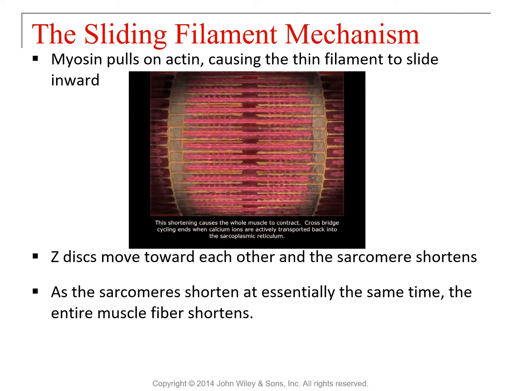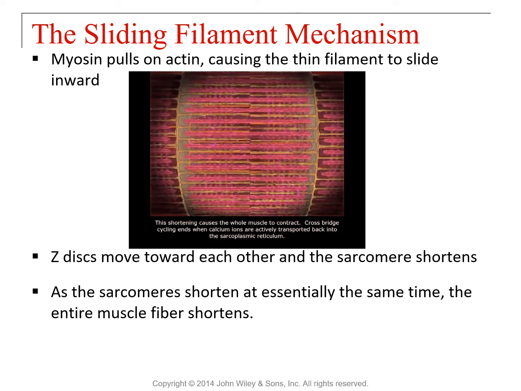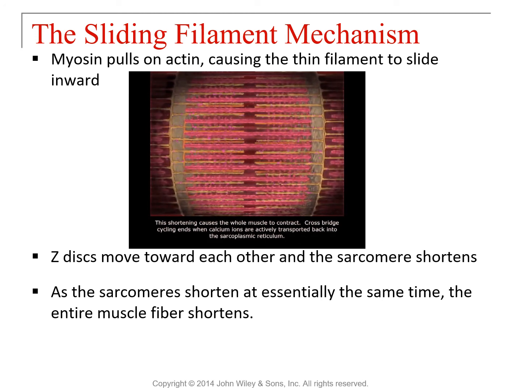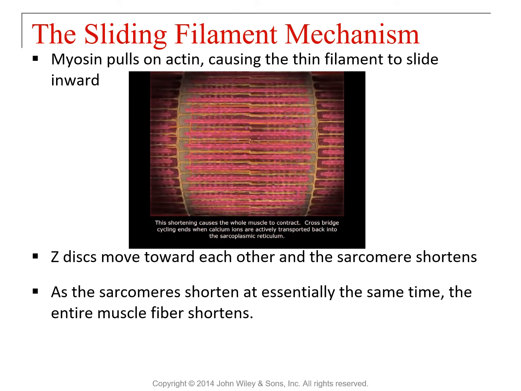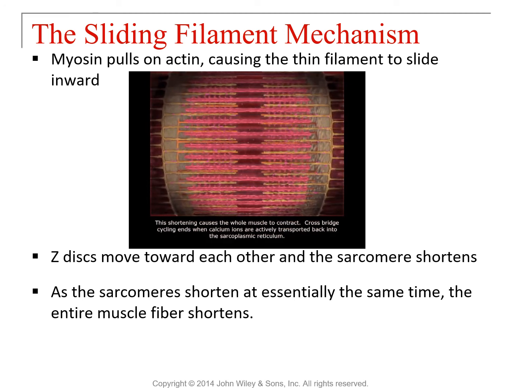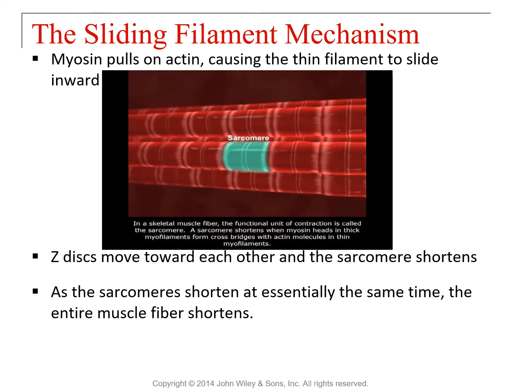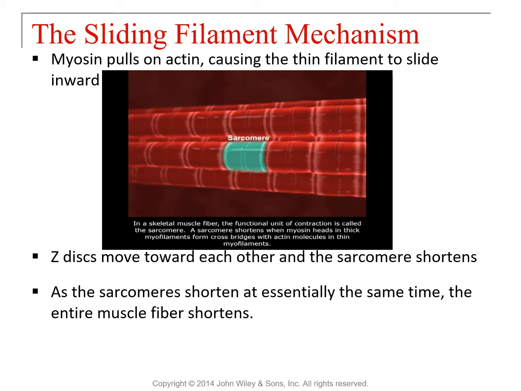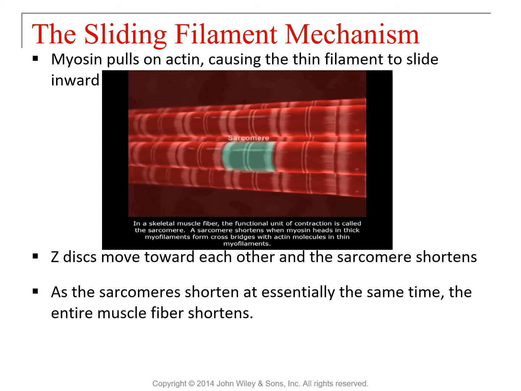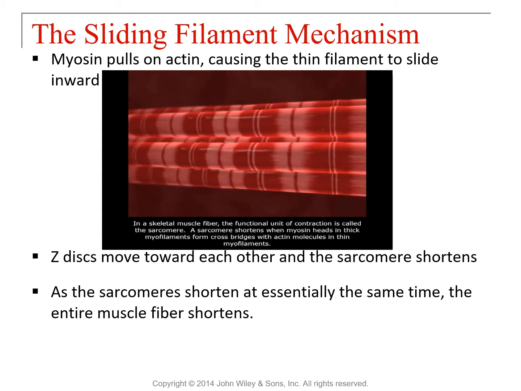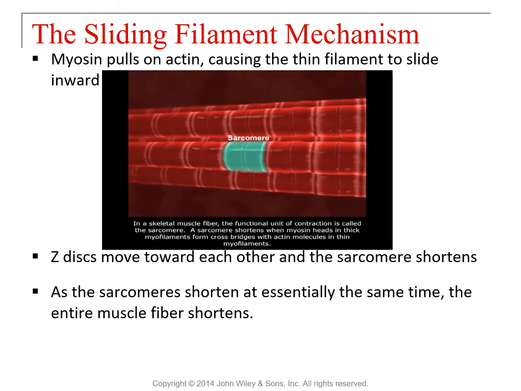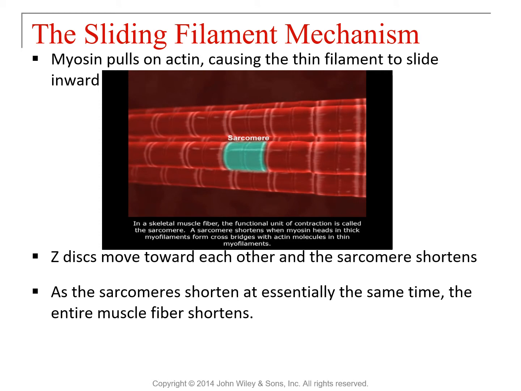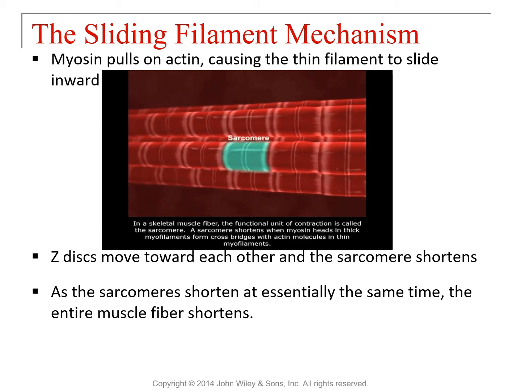So again, I want you to remember that the thick filaments have a direct connection with the M line, that the thin filaments have a direct connection with the Z discs. And so basically, when those thick filaments pull on the thin filaments, you're going to see the Z discs move towards the M line, and the sarcomere shortens. Now, as one sarcomere shortens, it doesn't just shorten in isolation. All of the sarcomeres are going to shorten at essentially the same time. And so, with the sarcomeres shortening at the same time, the entire muscle fiber shortens, and as a consequence, the entire muscle is going to contract.